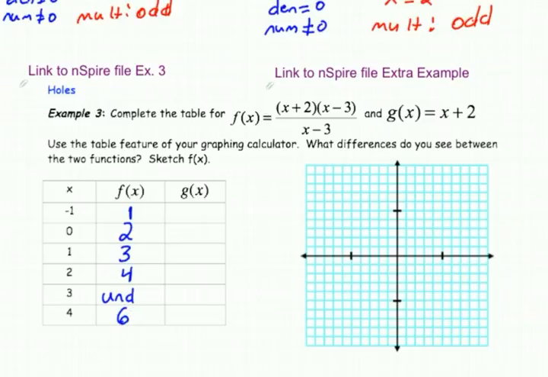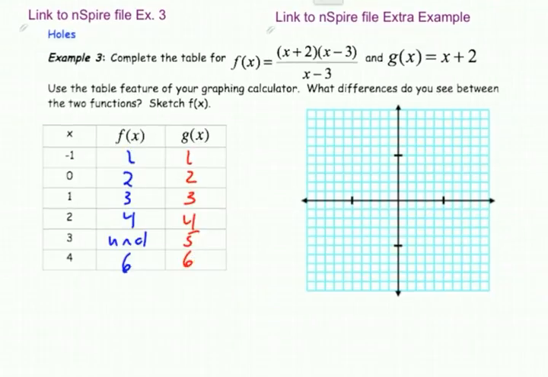So when I do g of x, it's a little easier. -1 plus 2 is 1. 0 plus 2 is 2. 1 plus 2 is 3, etc. When I put 3 into g of x, I get 5. And when I put 4 into g of x, I get 6.